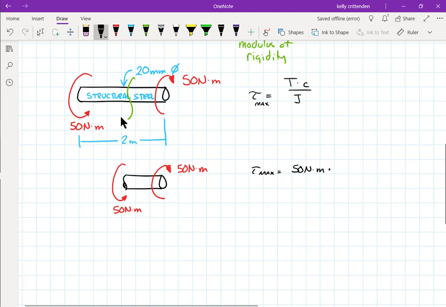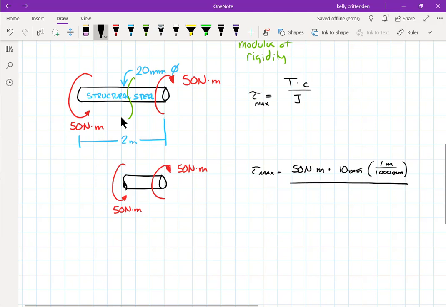C is the outer radius. I gave it a 20 millimeter diameter, so it has a 10 millimeter radius. My units are meters and millimeters here, so that's not going to work out for me. So I'm going to convert over to meters, let's say. So in order to get 1 meter, I'm going to need to divide by 1,000 millimeters to convert those to meters.